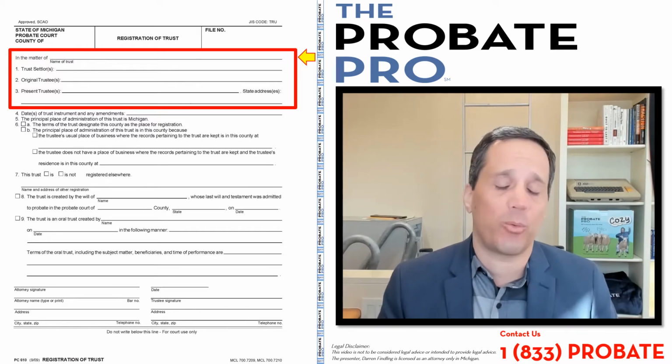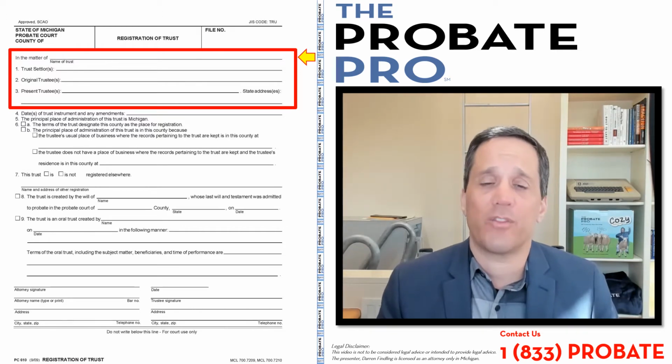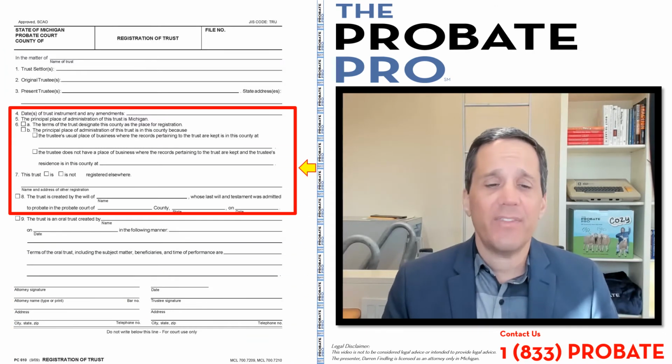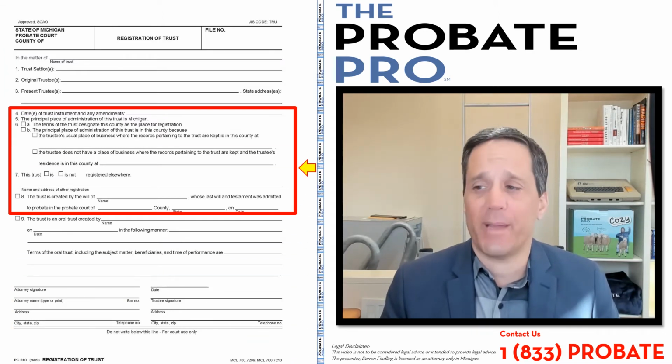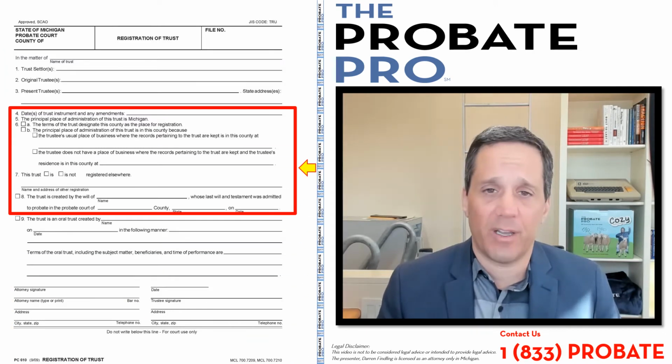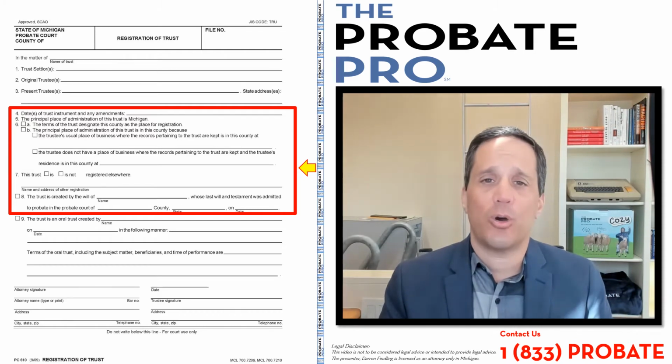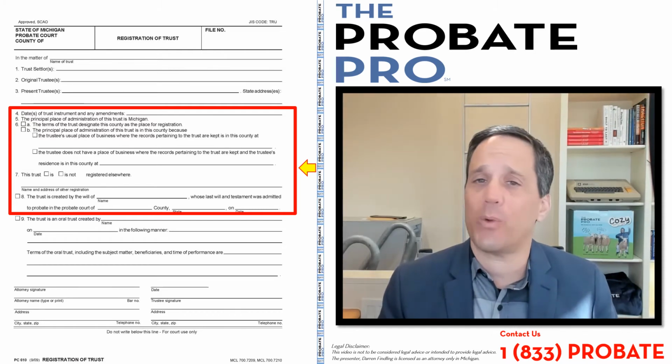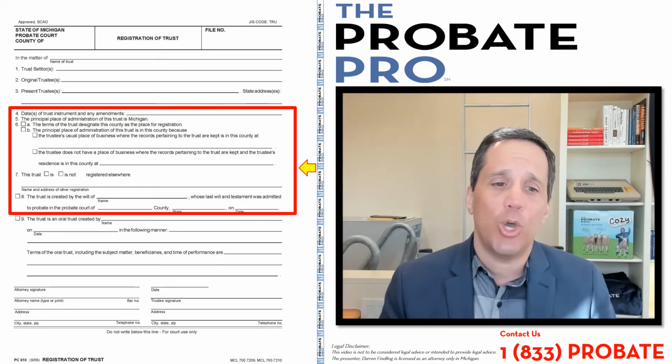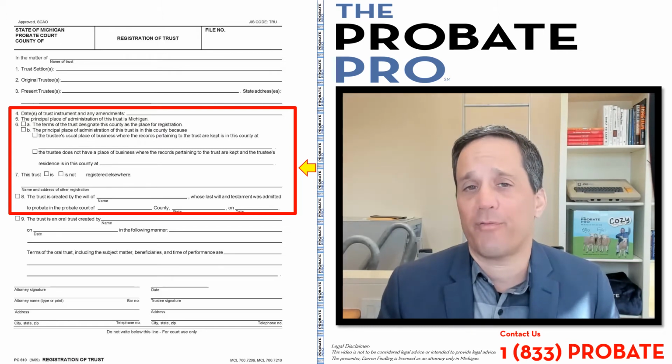Pretty straightforward with an address provided for the trustees. The next, again, pretty basic information here. The date of the trust signing, so this is on the original trust, as well as any amendments or restatements would be reflected in paragraph 4.